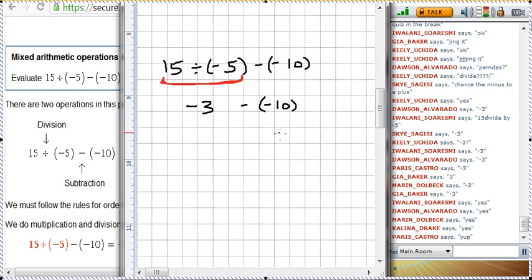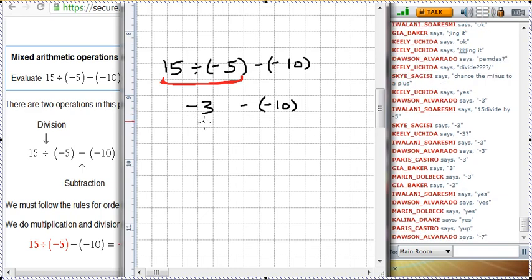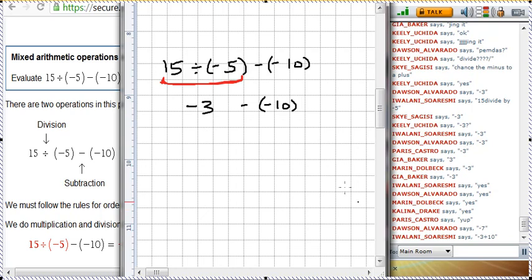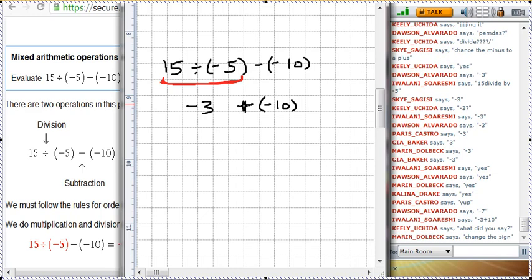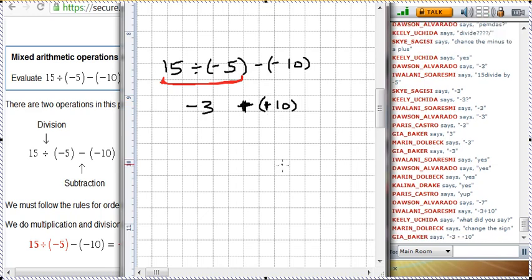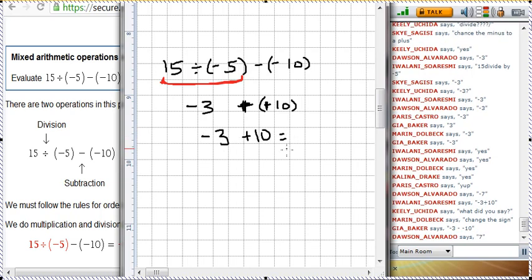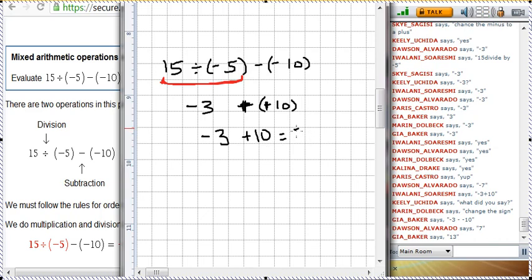So what's the next step after this? Bueller? Bueller, anyone? What do I do? Ah, exactly, Evelani. I'm going to change this minus sign into a positive. And when I do that, I change this thing into a positive as well. I can change the sign. So a negative 3 plus 10. And Dawson already threw out the answer right there. It is 7.